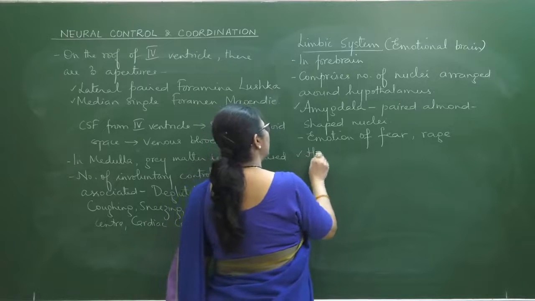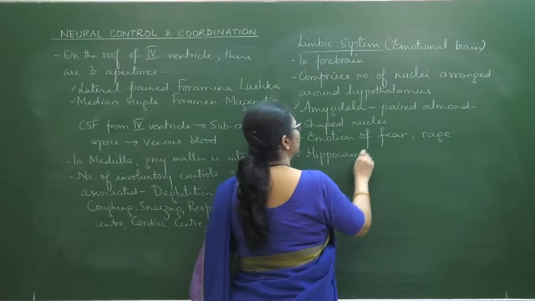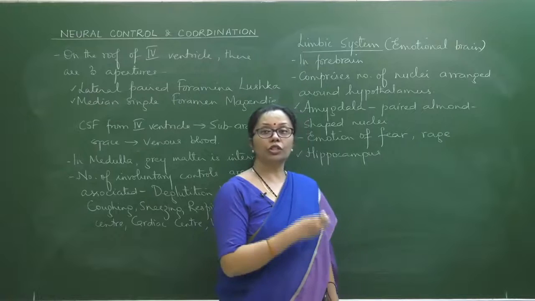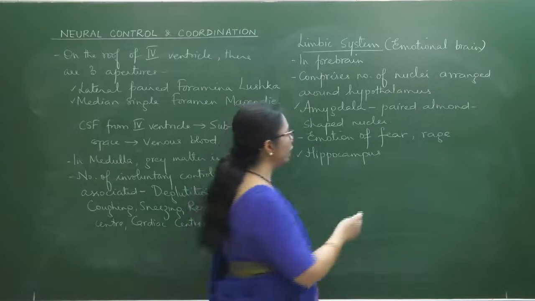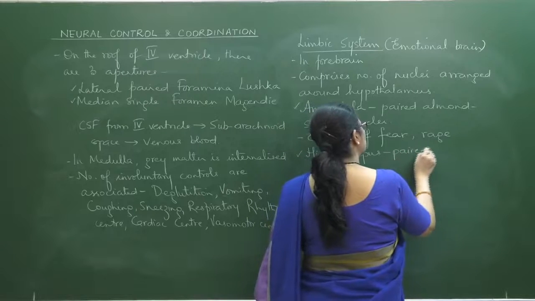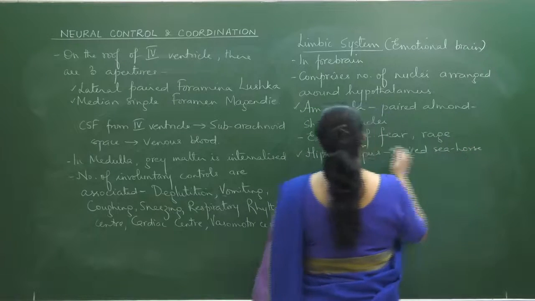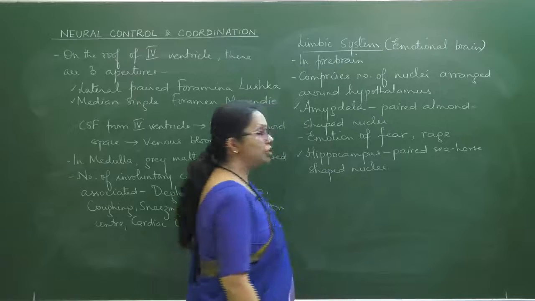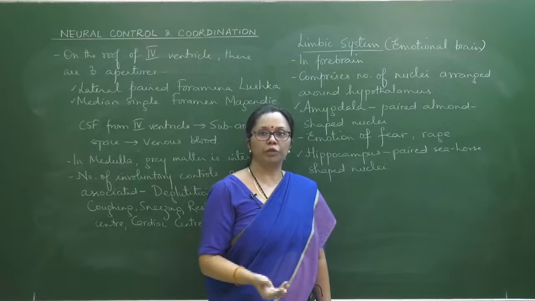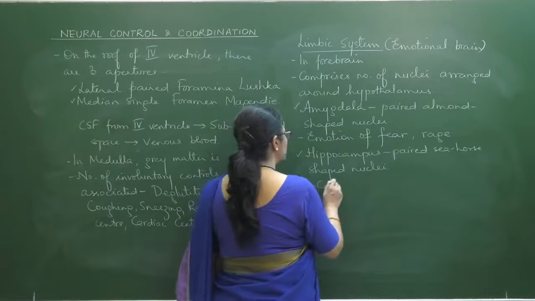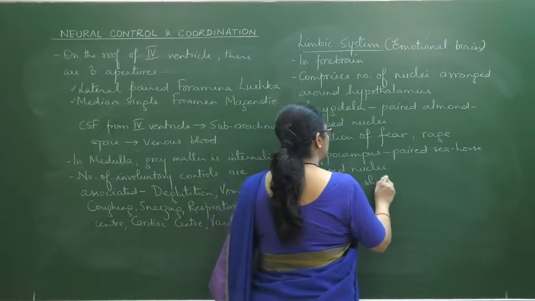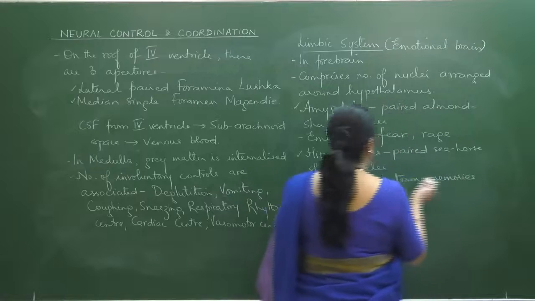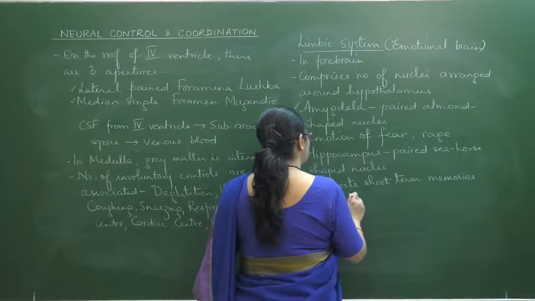The other one is hippocampus, and hippocampus, if you remember, is the scientific name of seahorse. So this one is a seahorse shaped nuclei, once again paired. And this one is responsible for converting short term memories into long term memories. So this one converts short-term memories into long-term memories.